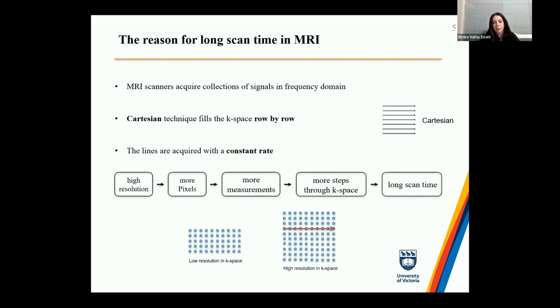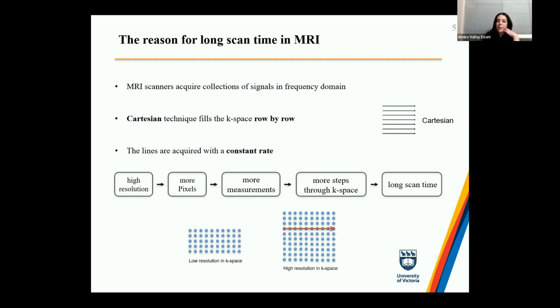So here I would like to talk about the reason for long scan time in MRI. MRI scanners acquire collections of signals in the frequency domain. There are different techniques that the MRI can collect data, but we use Cartesian, as you can see in the right image. The Cartesian technique fills the K-space row by row, and the lines are acquired at a constant rate.